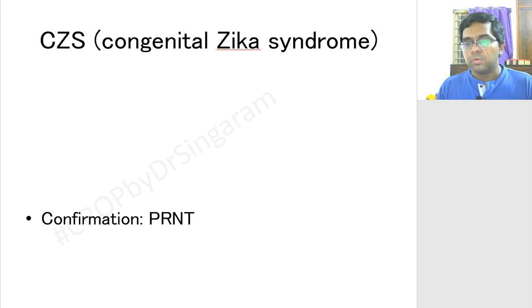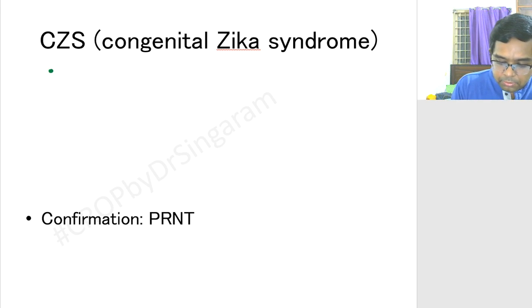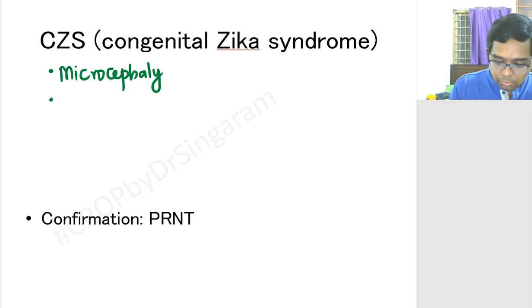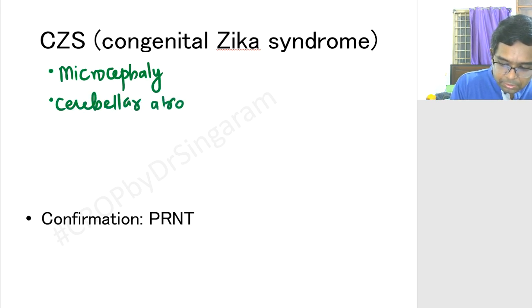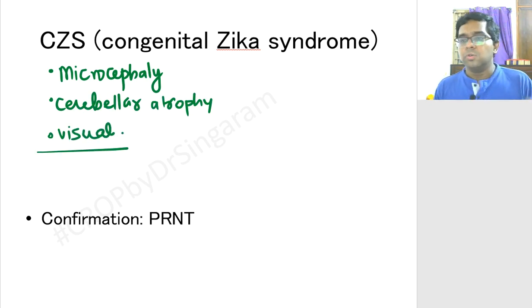But what I would want you to know from the exam perspective is that one of the most important associations of congenital Zika syndrome is in the brain, wherein it generally causes reduction in brain growth, or it manifests as microcephaly. It can also be associated with cerebellar atrophy and visual disturbances. These are the problems described to be associated with congenital Zika syndrome. You all know that Zika virus is an arthropod-borne virus transmitted by the bite of the mosquito Aedes aegypti. You all know that.